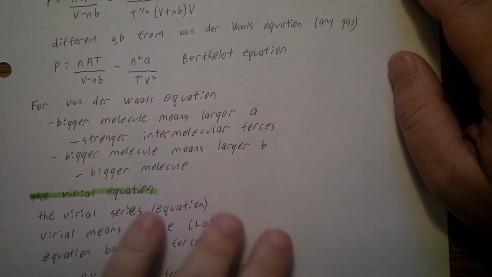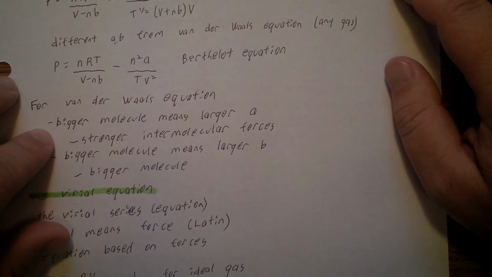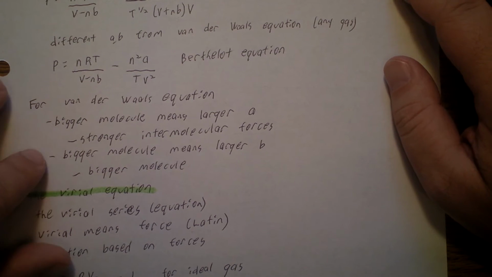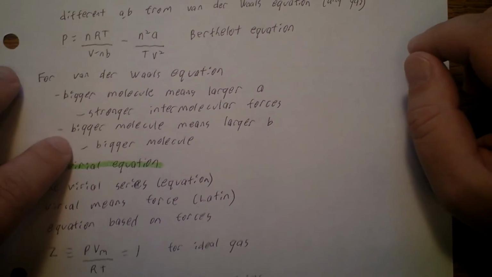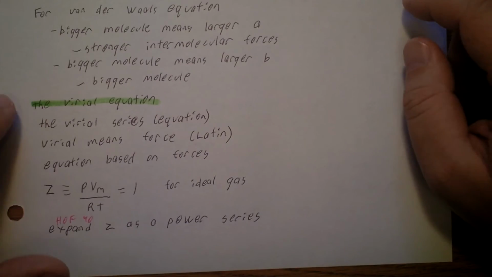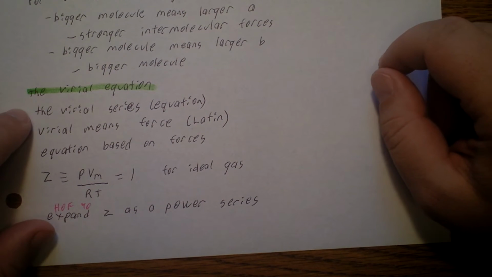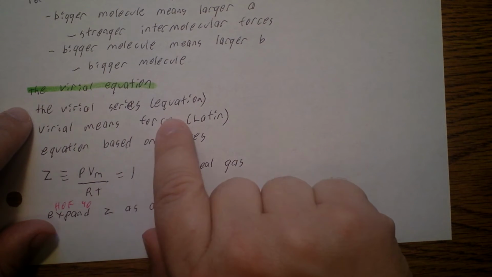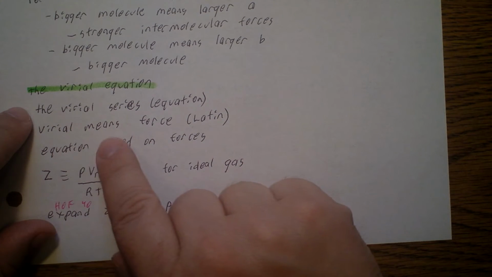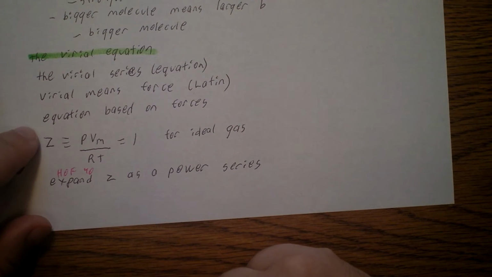Now back to the van der Waals equation. With a bigger molecule, that means a larger A, so stronger intermolecular forces. But a bigger molecule also means a larger B, which means it actually takes up more volume. Another equation of state is the Virial equation, the Virial series. Virial means force, from Latin. So it's an equation based on the forces.